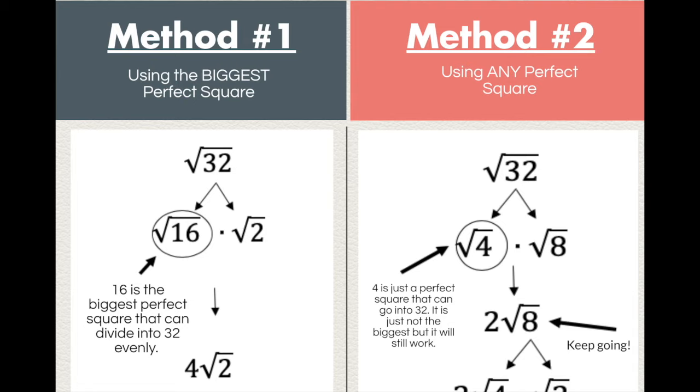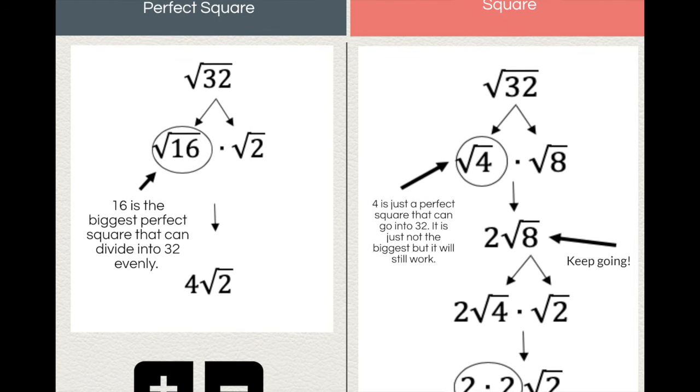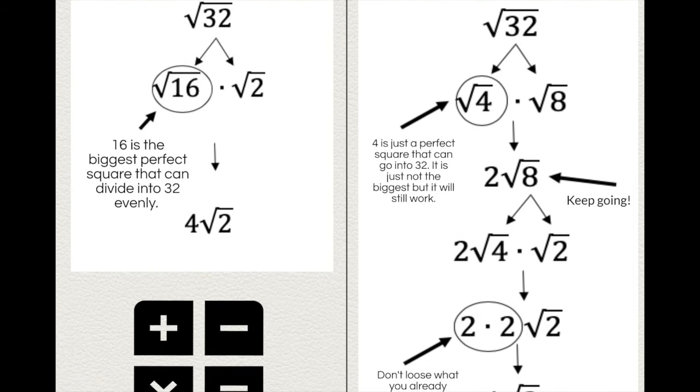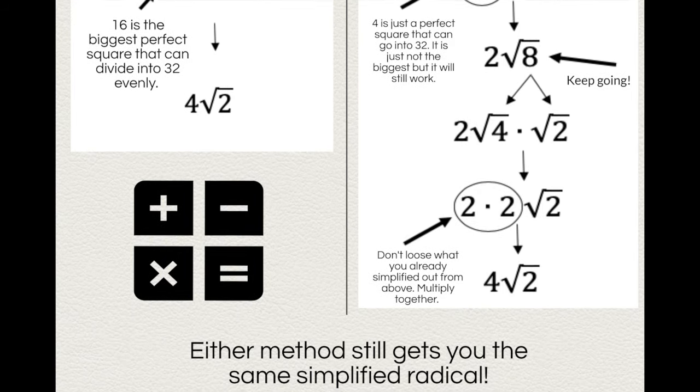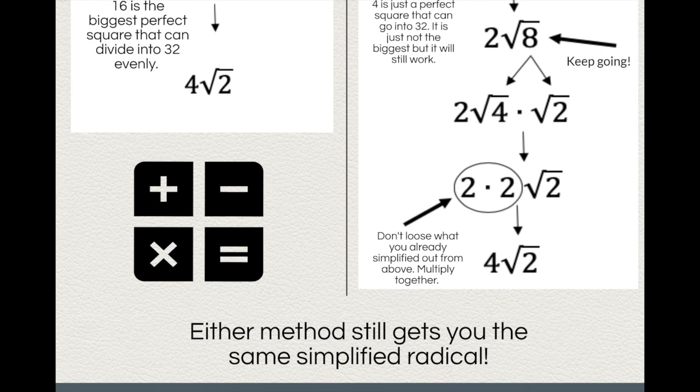I used root 8 and root 4. 4 is a perfect square. It's not the biggest perfect square, but it still works. Look what happens. So root 8, root 4 would break down to 2 root 8, but root 8 can keep going. I can divide root 4 into it and get root 4 times root 2. Root 4 would come out as 2. Root 2 would stay where it is. And then when I multiply it by the 2 from above, I get down to 4 root 2. You get the same answer, it just takes a couple extra steps.